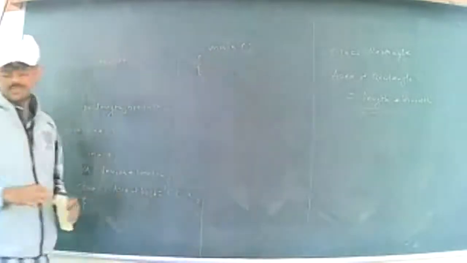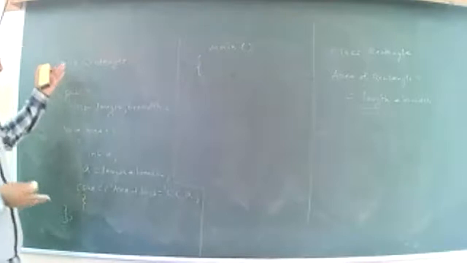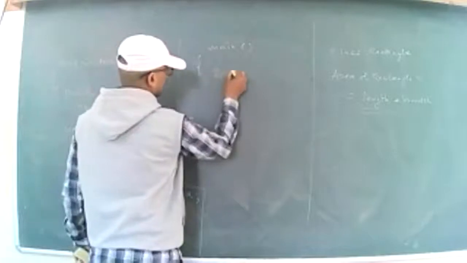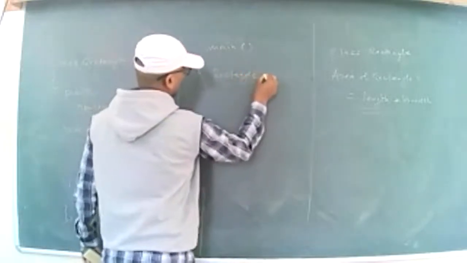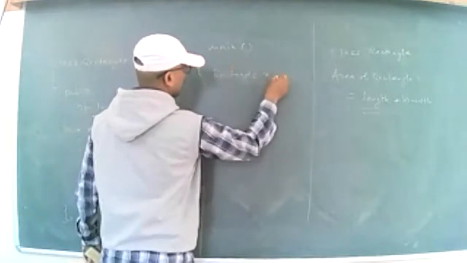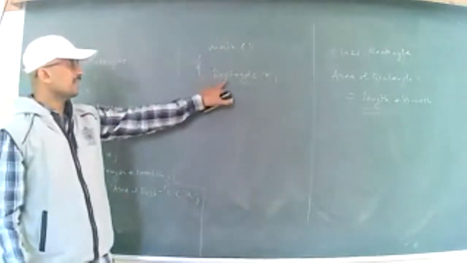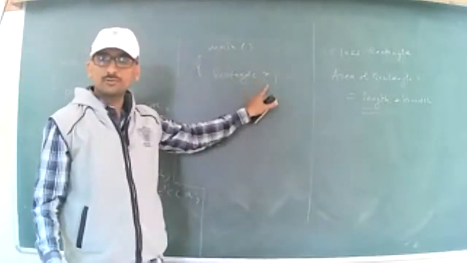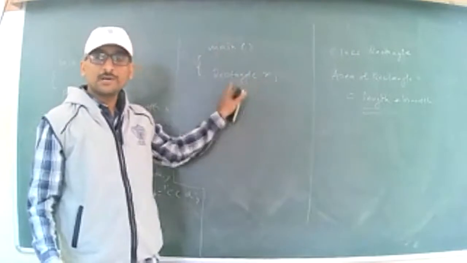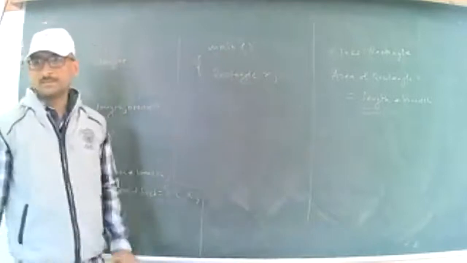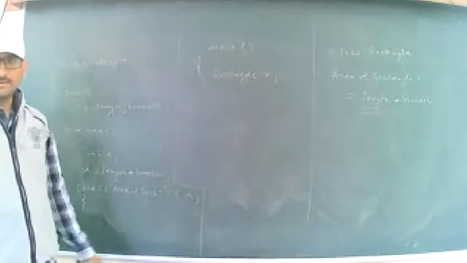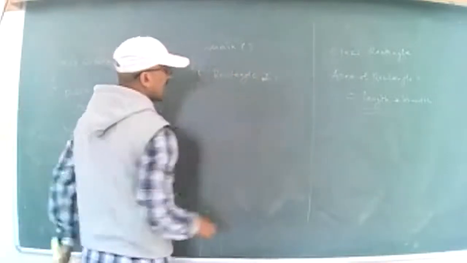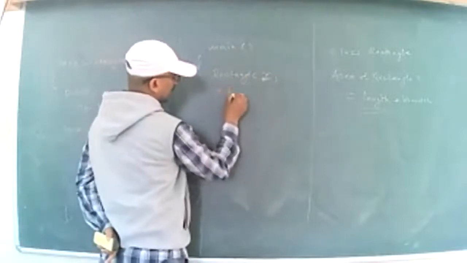I am going to start with the main function, opening braces. In that, obviously, I now have one Rectangle class. With the help of this Rectangle class, I am going to create one variable, Rectangle R. Rectangle is your class name, and R is the variable. I am going to declare variable R with type Rectangle. With the help of this, I have created one object, that is R.